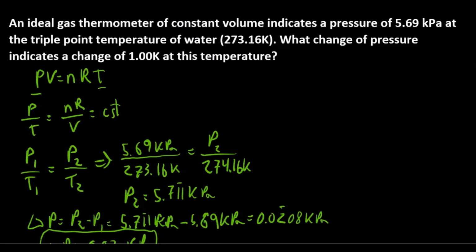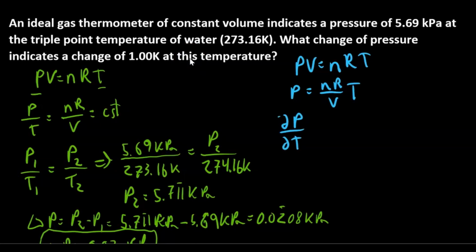All right, so that's using just first year material. But there's really a more elegant way of doing this. Let's start off again with the ideal gas equation, PV equals nRT. Now we care about the change in pressure, so we'll solve for pressure with P equals nR over V times T. And we want the change in pressure over the change in temperature, the partial derivative of pressure with respect to temperature. This is the change in pressure over the change in temperature in a constant volume process.